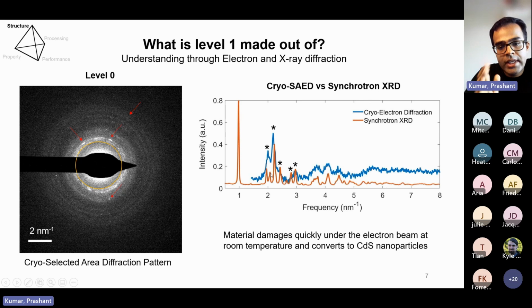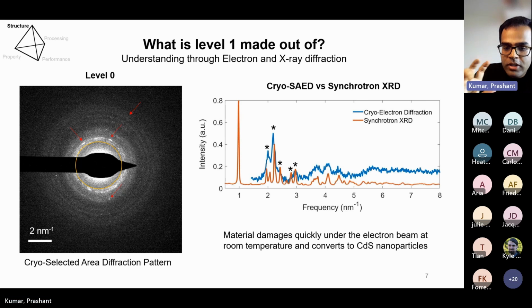And you can see that there is a very nice one-to-one correlation between the peaks present in cryo-ED and synchrotron XRD, which says that when we were looking at this material in cryo-ED, we were looking at its pristine state, because we all know that materials get damaged really quickly within the electron microscope. And there is an interesting story.